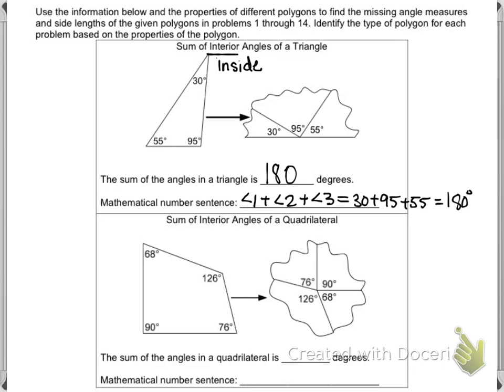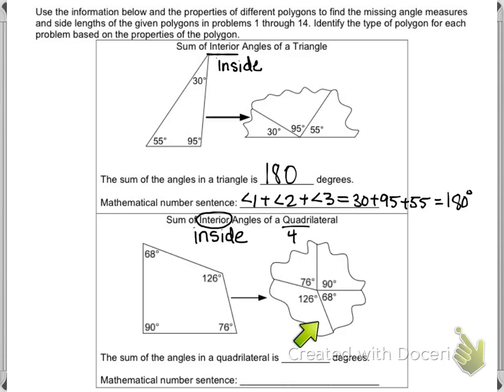Now we look at the quadrilateral. Again, we're looking at the interior angles, which means the inside of a quadrilateral. Quadrilateral has how many sides? 4. So if it's got 4 sides, it also has 4 angles. What they did here as well is they cut off the angles. They cut off the 68, the 126, the 76, and the 90, and they connected the vertex. Each of the points, they connected them.